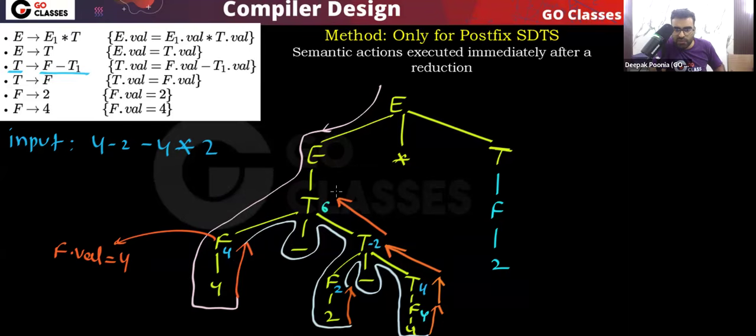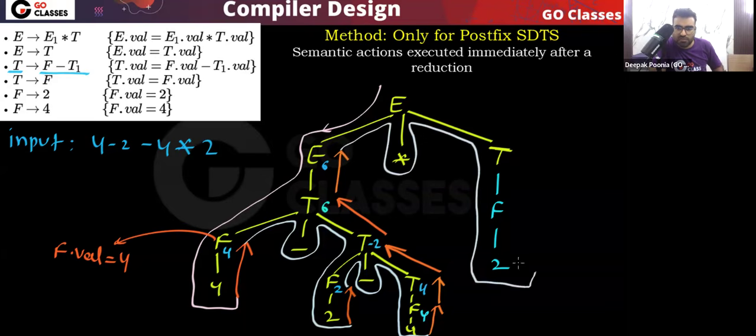Next we got another reduction. This t is reducing to e. Immediately after this reduction, the corresponding semantic action we will perform. So e.value will be equal to t.value, that is 6. Keep going until you see the next reduction. Keep going left to right, depth first. Yes, we got our next reduction.